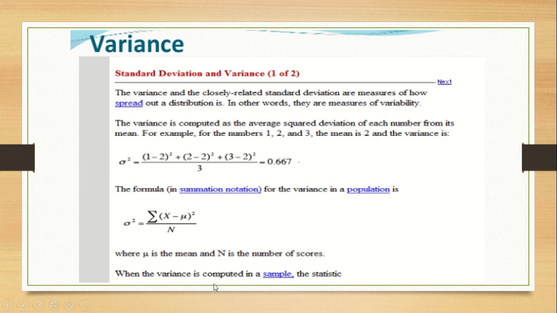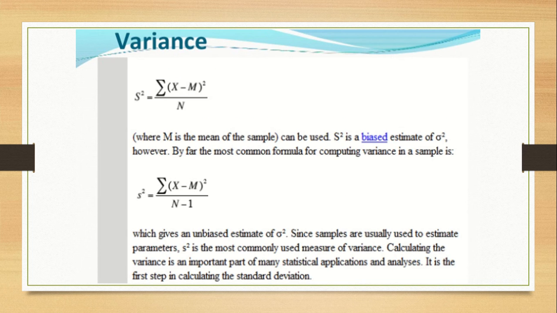So when the variance is computed as a sample statistic, we have s squared equal to the summation of x minus m, squared, divided by n, where m is the mean of the sample. S squared is a biased estimate of the variance.